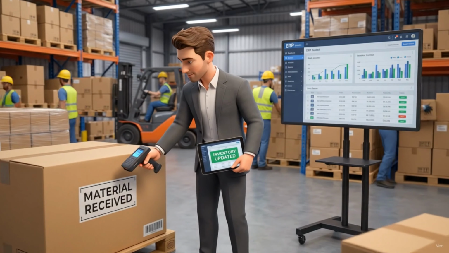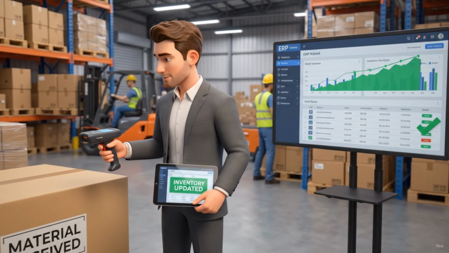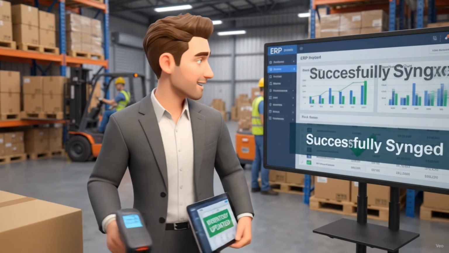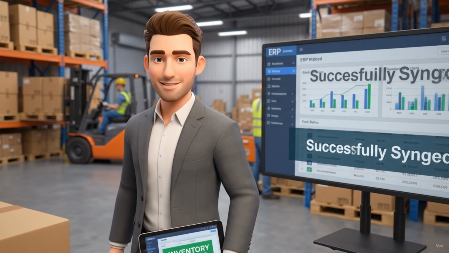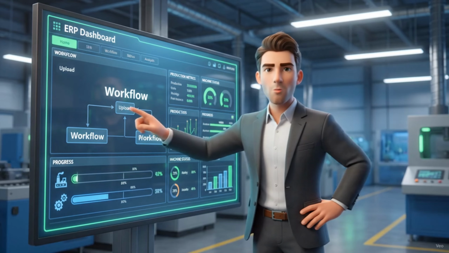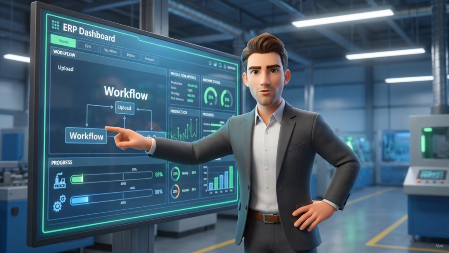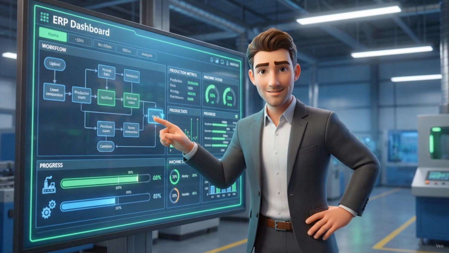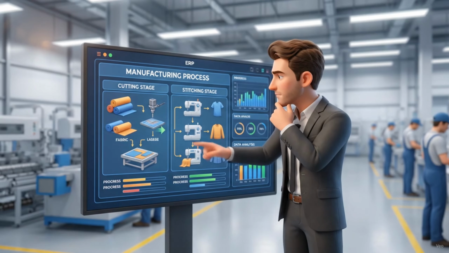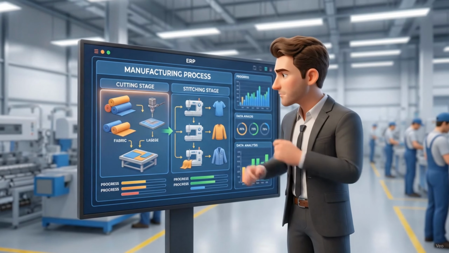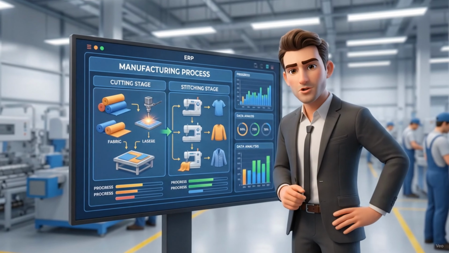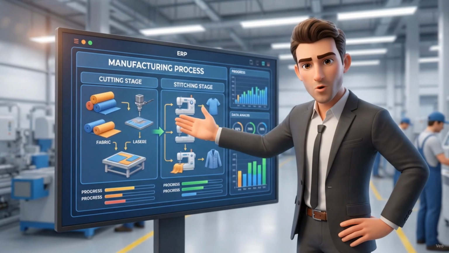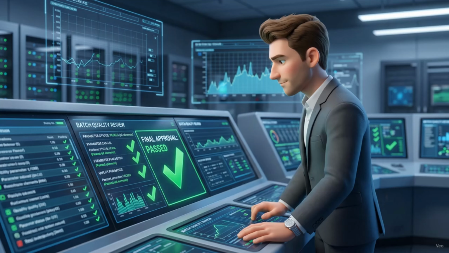When materials arrive, ERP records and updates inventory automatically using barcode tracking system. Now production starts based on the approved order, and all activities are tracked inside the ERP system. Every manufacturing step, including cutting and stitching, is monitored and recorded in real time.